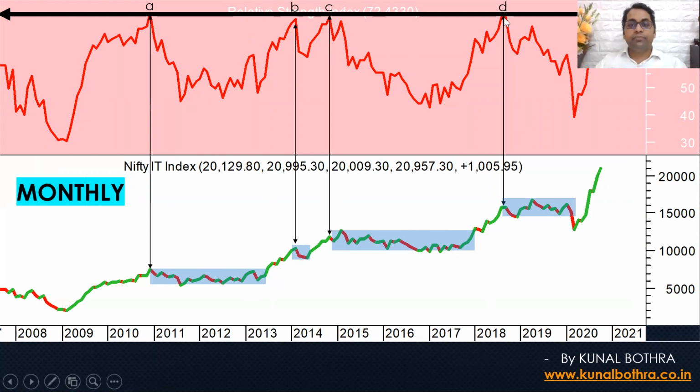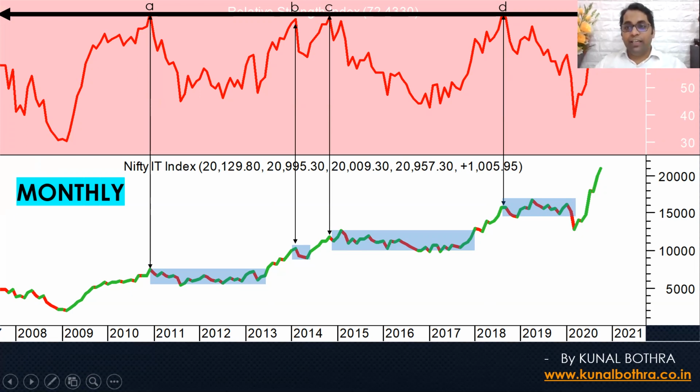Let's see point number D. This was in 2018 end or 2018 mid, where the IT index topped out, or the RSI topped out back again at the resistance point. And then look at the prices. The prices went into at least a 1.5 to 2 year consolidation before you had a sell-off. This was the COVID sell-off, which happened in February and March of 2020. Okay, so this is what is interesting.